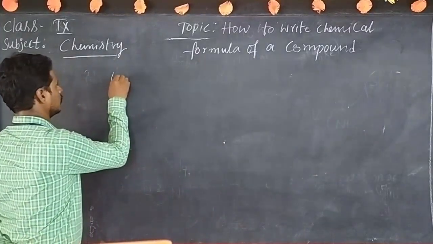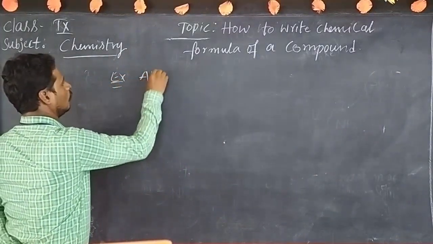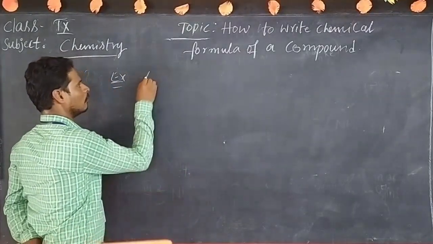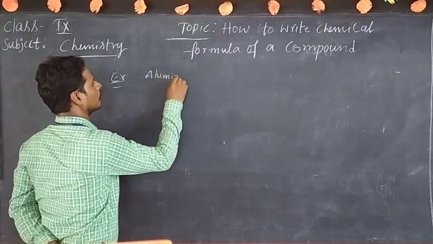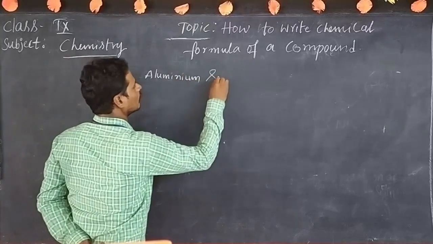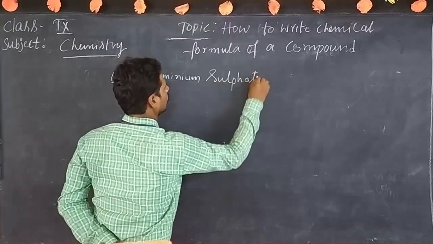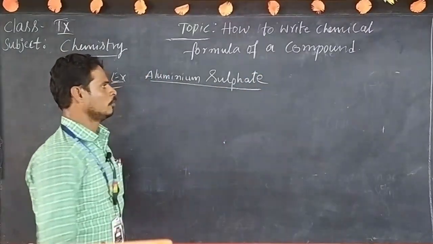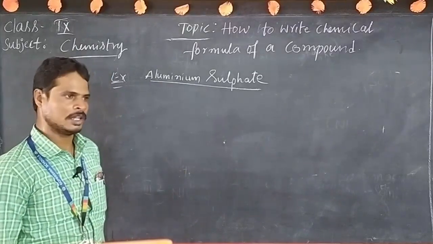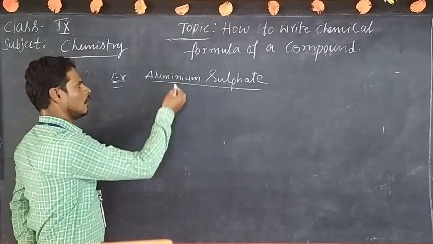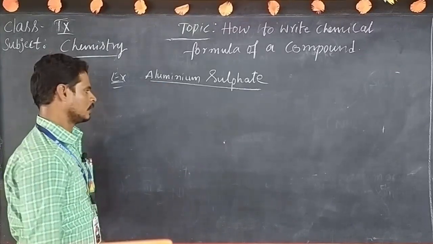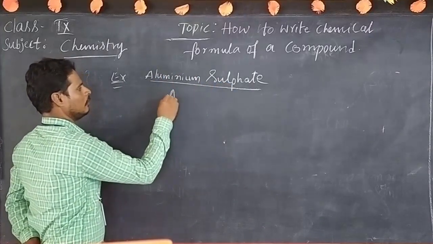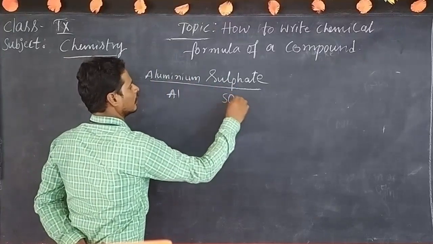Next, another example. Aluminium phosphate. Suppose first I have to write the word form. Aluminium sulfate. If you don't know aluminium sulfate or phosphate, you can write either one, no problem. So here aluminium sulfate. Now check it here. The cation is this one, the anion is this one. Aluminium, and the symbol of sulfate, SO4.